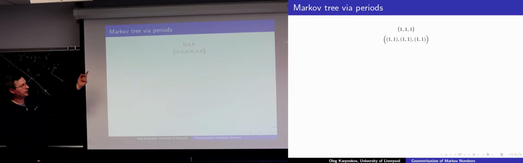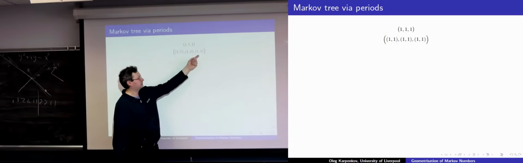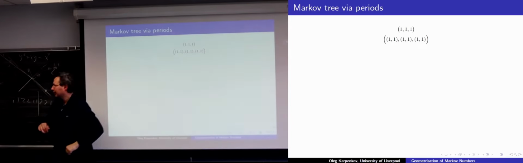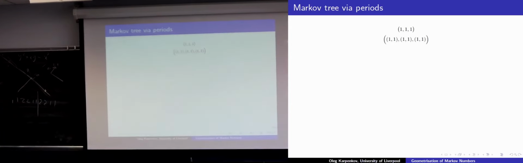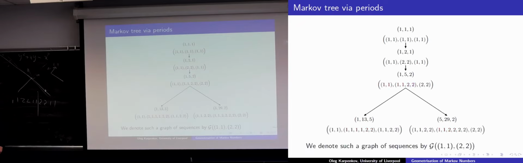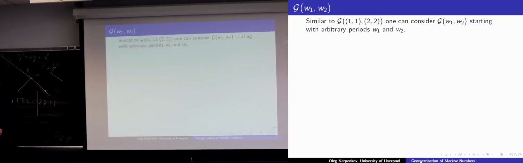Okay, and this is how we can build them. So we have 1, 1, 1 that are represented by a periodic sequence. Then you have 1, 1, 1, 1, 1, 1, then you have 1, 1, 2, 2, 1, 1, but then you start to concatenate them. So that's how you build the tree. Okay, how many minutes do I have for finishing? 1 minute, great. That's fine. No, but that was the most important.